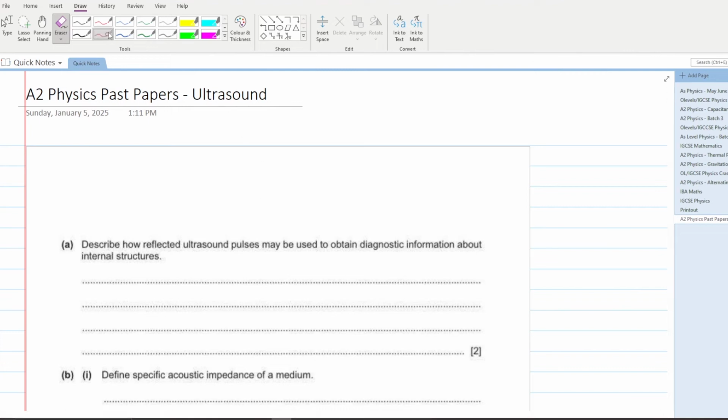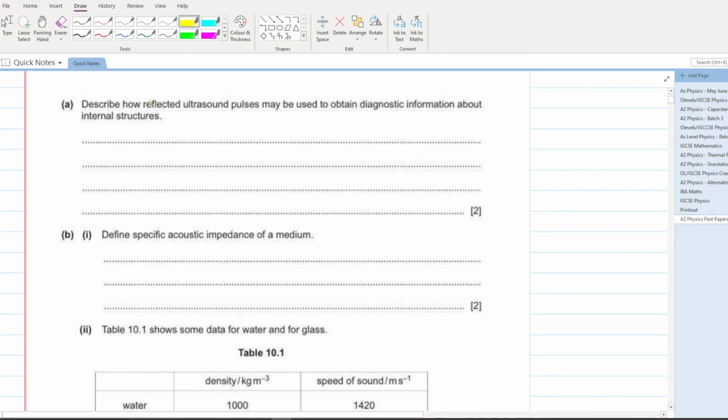Okay, students, so let's get started with today's past paper. This is A2 Physics past papers regarding ultrasounds. Chapter number 13 is of medical physics, and we have a subtopic in medical physics by the name of ultrasounds. So, let's start with the past papers of ultrasound. Okay, so describe how reflected ultrasound pulses may be used to obtain diagnostic information about internal structures.